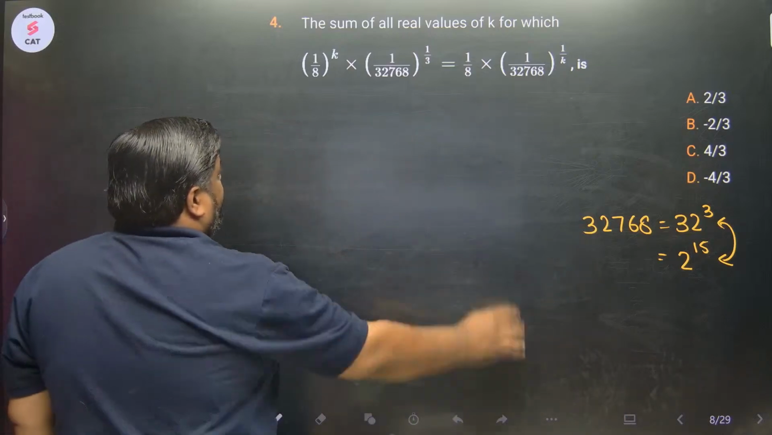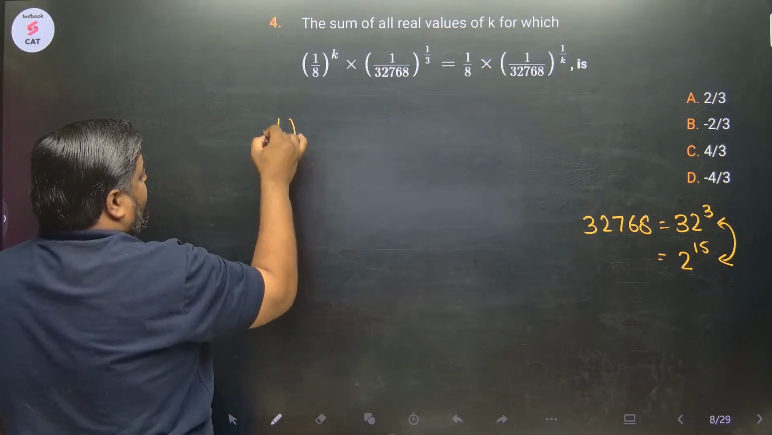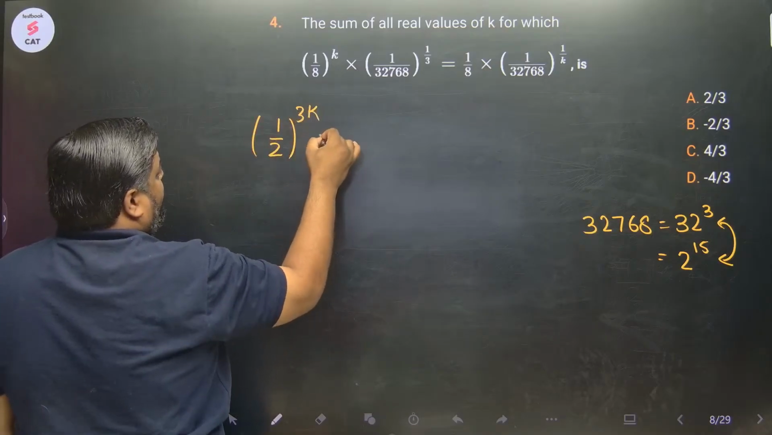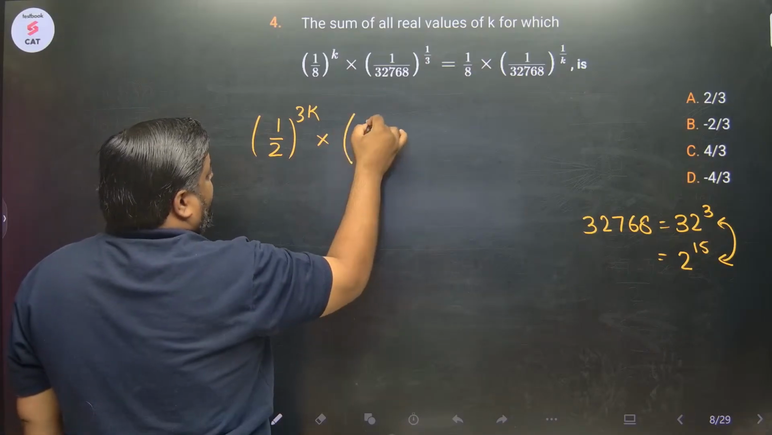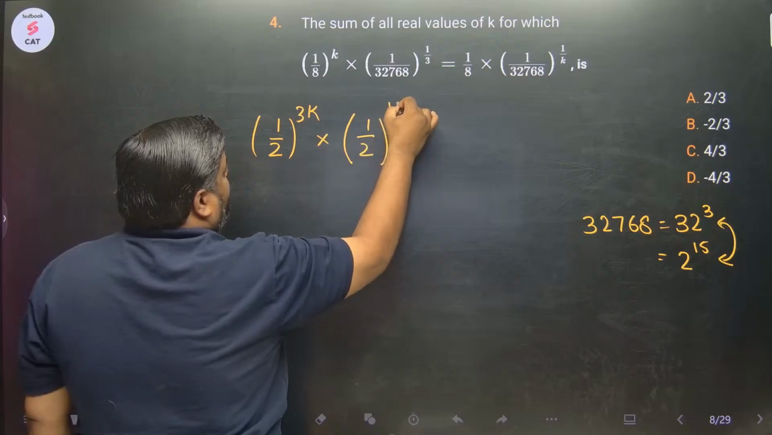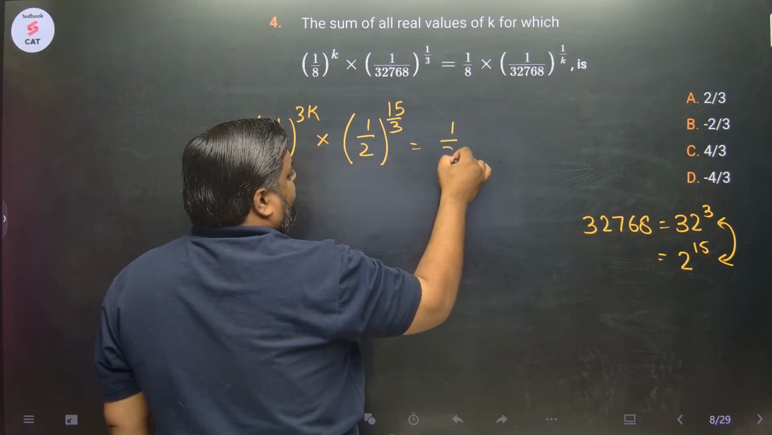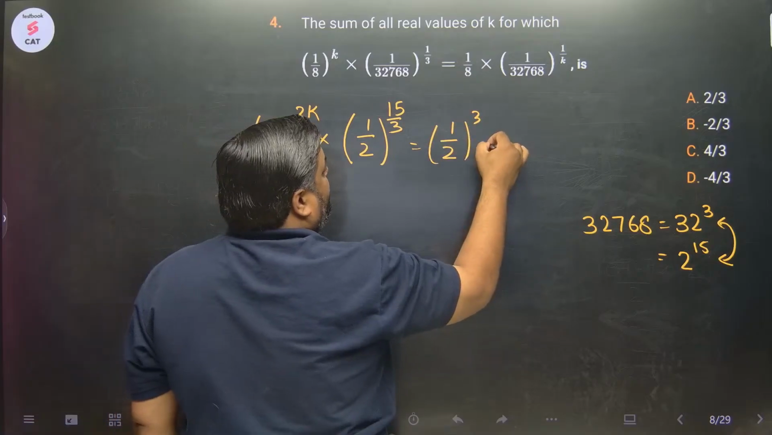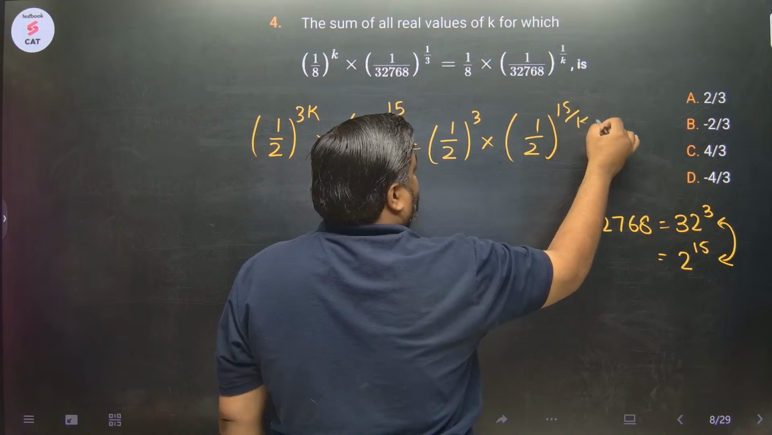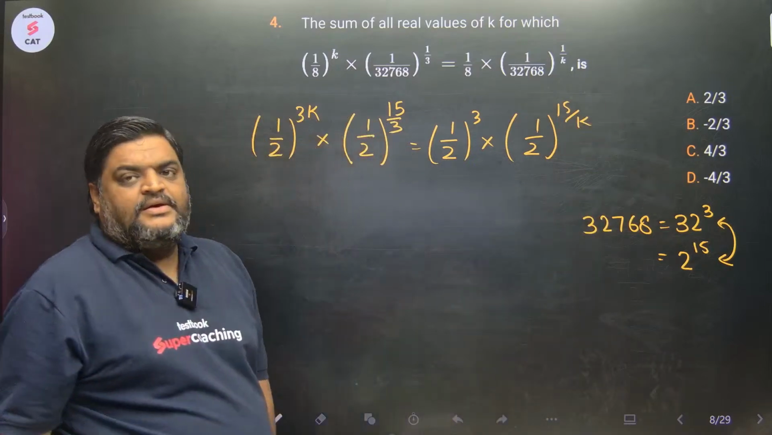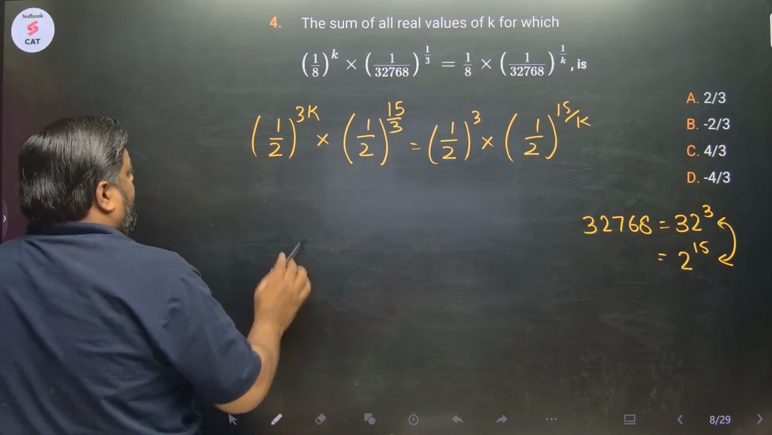Let's convert everything to the base 1 by 2. So this is 1 by 2 raised to the power 3k, multiplied by this, which is 2 raised to the power 15. So I can write 1 by 2 raised to the power 15 by 3 equals 1 by 2 cube multiplied by 1 by 2 raised to the power 15 by k. Sorted. ये क्लियर है?